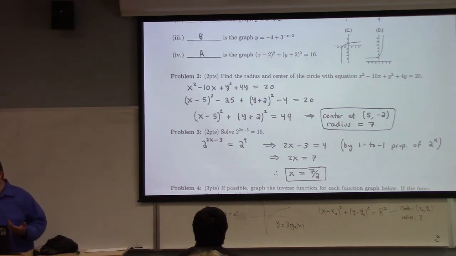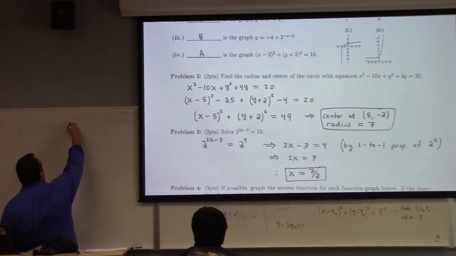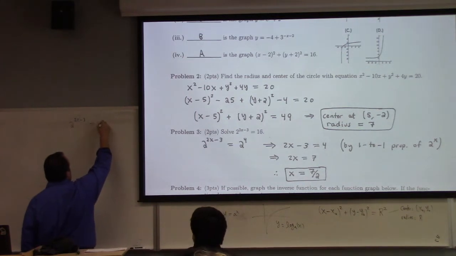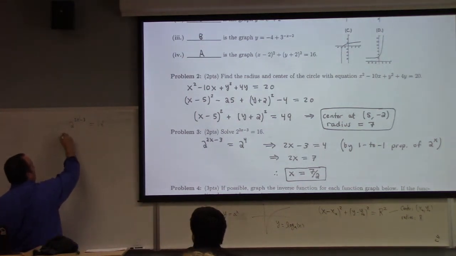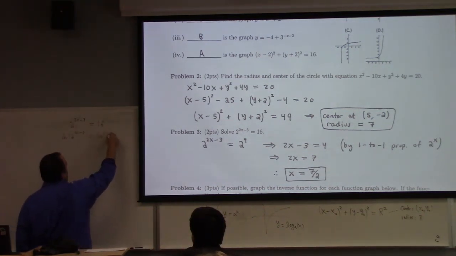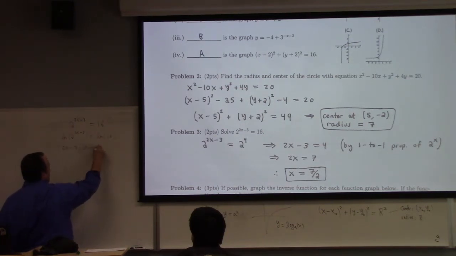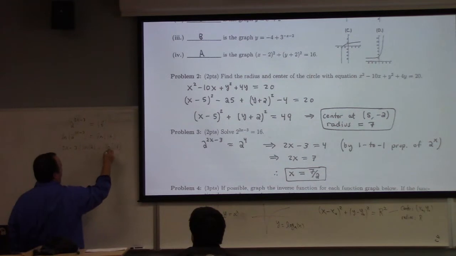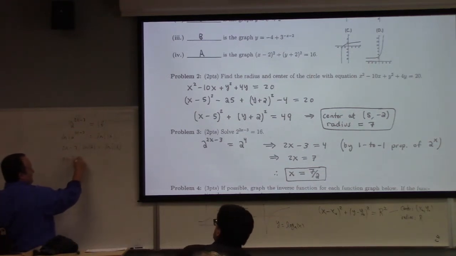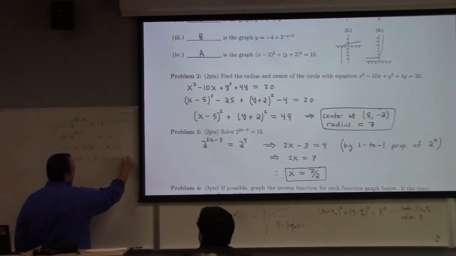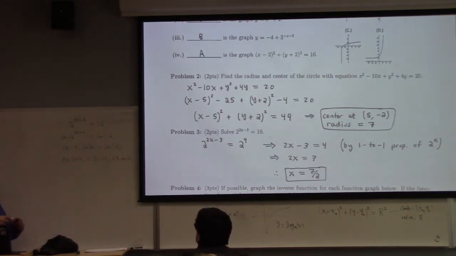If you didn't see that 16 was 2 to the 4th power, another way you can do it, and I had somebody do this in the last section successfully, was to take the natural log of both sides. And what's that give you? That gives you 2x minus 3 times the natural log of 2 equals the natural log of 16, which gives you 2x log 2 equals log 16 plus 3 log 2, which then you can solve for x.